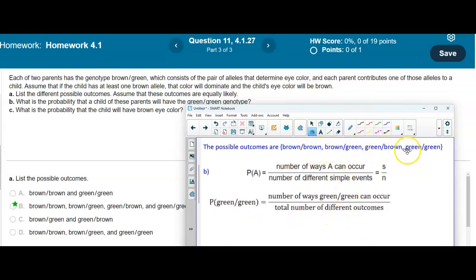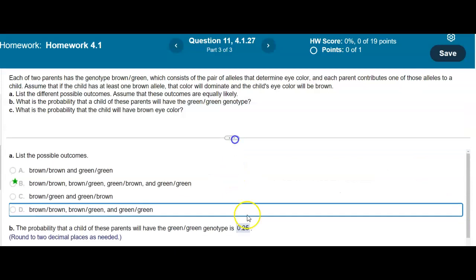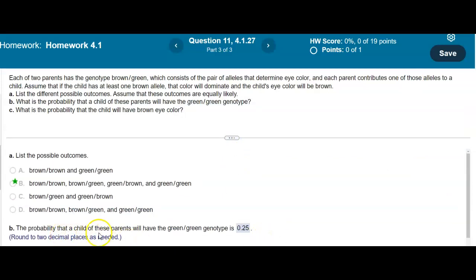Let's take a look at our sample space. We have one possibility of green green, so that means there's only one way of that occurring over the total number of different outcomes, which are 1, 2, 3, 4. So that's 1/4. And then as a decimal, that is 0.25. So the probability is either 1 out of 4 or 0.25. So the answer is that the probability that a child of these parents will have the green-green genotype is 0.25.